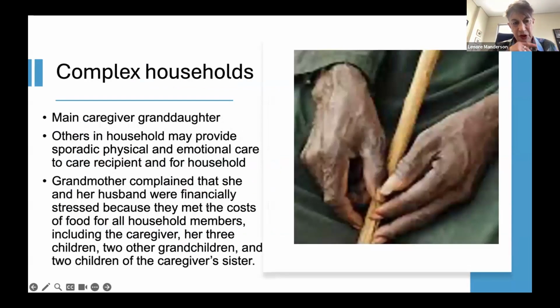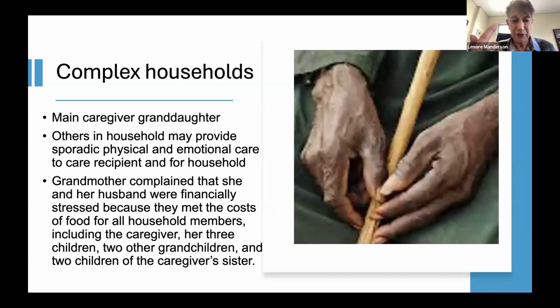Now, I've raised the point around household complexity, and often we're talking about really quite big households. So the example I've got on this overhead is a couple where originally the grandmother or the older woman and her husband were the caregiver care recipient unit. The older woman was the caregiver of her husband. But in fact, living in their house, oh no, it wasn't. She wasn't the caregiver. There was a caregiver named, and that caregiver was a granddaughter.